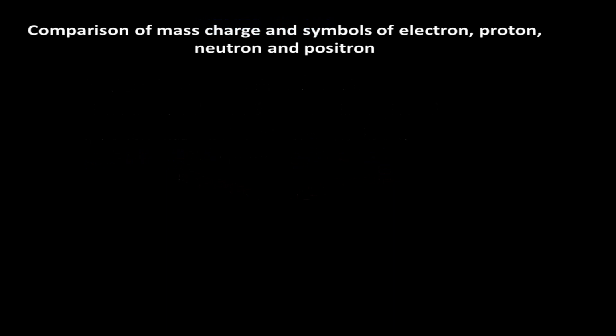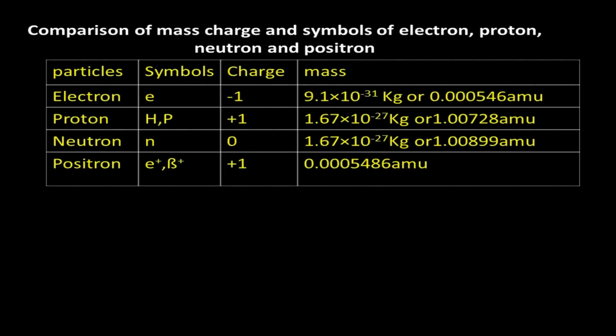Comparison of mass, charge, and symbols of electron, proton, neutron, and positron. This table below gives a summary of it. Electron has the symbol of e with a relative charge of -1 and mass of 9.1 times 10 raised to the minus 31 kg, or 0.000546 AMU, which is atomic mass unit.